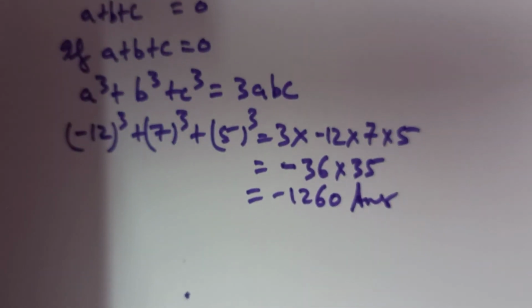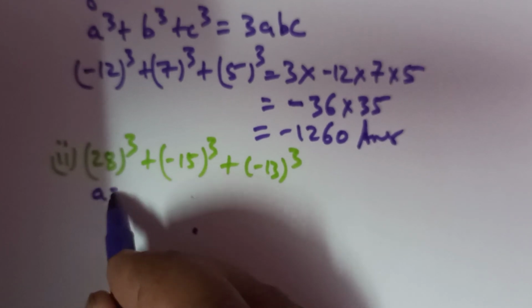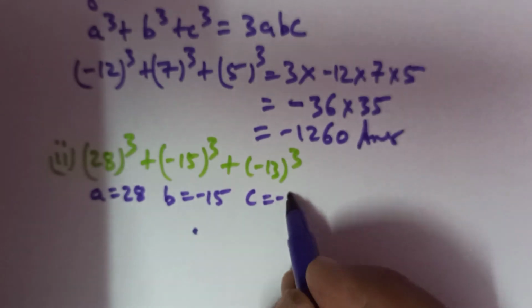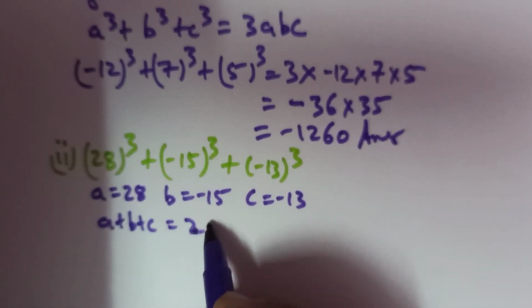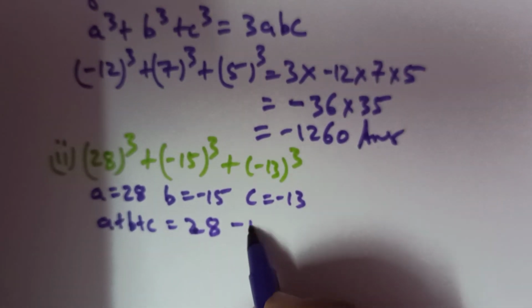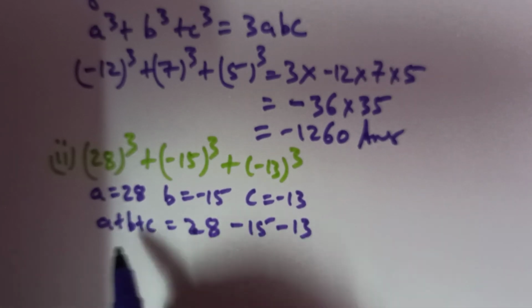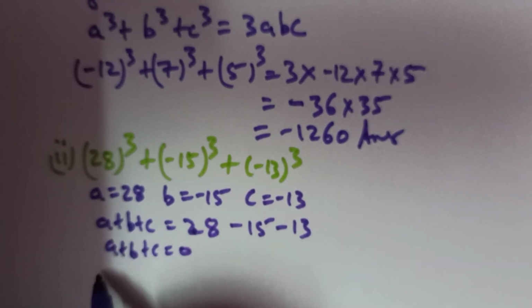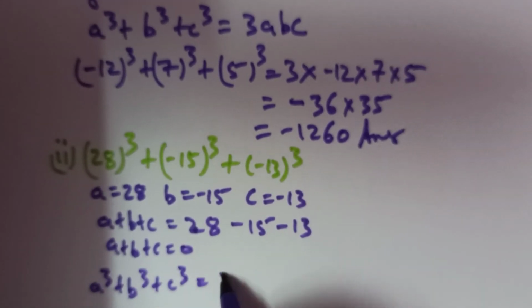Okay, similarly we can do the second part also. So here if we take the value of a as 28, b as minus 15, c as minus 13, then a plus b plus c is coming equal to 28 plus minus 15, which is minus 15, plus minus 13, which is minus 13, that is coming equal to 0. So a plus b plus c equals 0. So the formula is a cube plus b cube plus c cube is equal to 3abc.